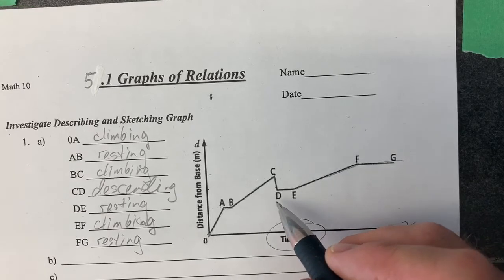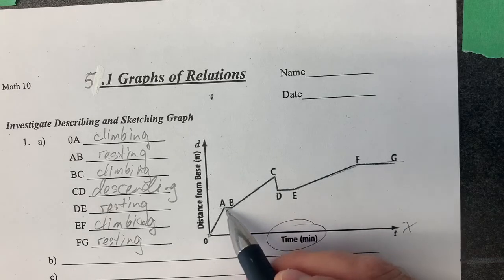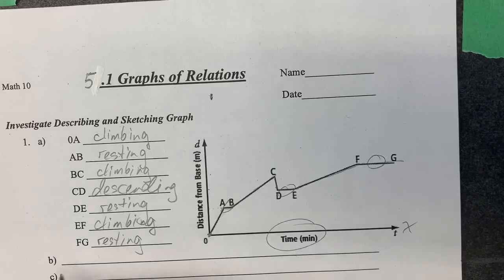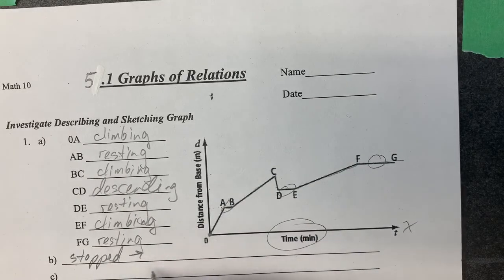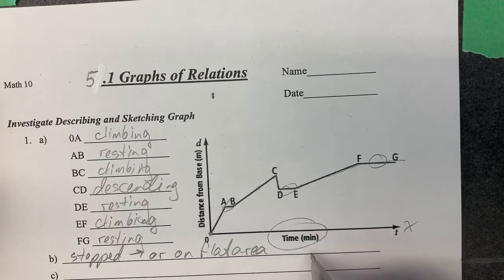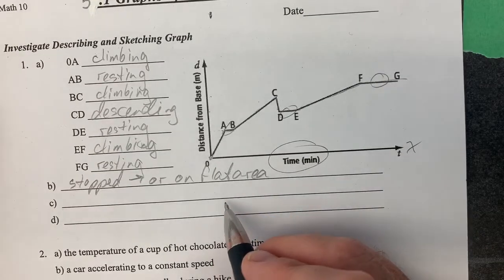So for B, it says, is there more than one interpretation of the actions for A, B, and C, D? So resting, they could be resting. Well, basically they're stopped. But maybe they're still moving, but the distance from the base, they're not going up and down. So they could be stopped, or they could be on a flat area, right? So they're not going up higher, and they're not ascending and not descending.